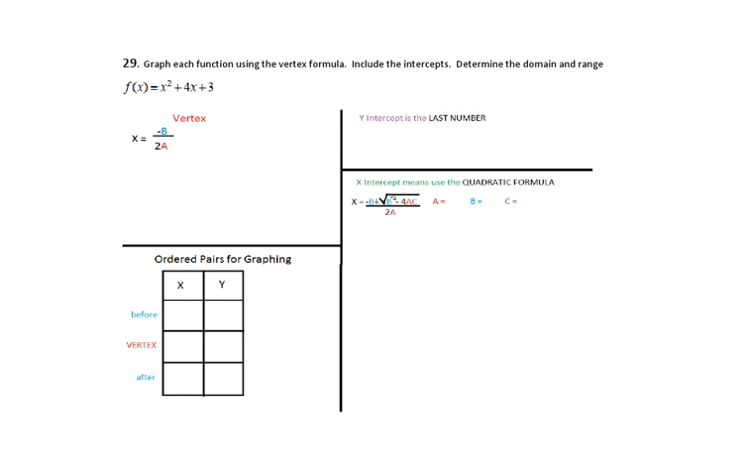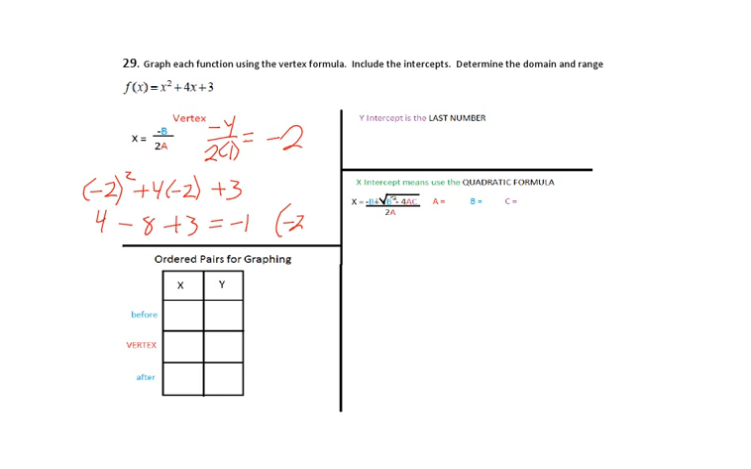29, more of the same. So the vertex will go negative 4 over 2 times 1, which is negative 2. And if you plug in negative 2, you get negative 2 squared plus 4 times negative 2 plus 3. So 4 minus 8 plus 3 equals minus 1. So negative 2, negative 1. That's our vertex.